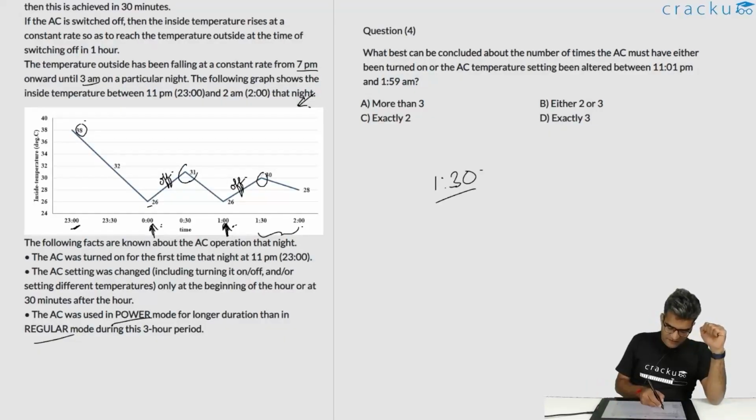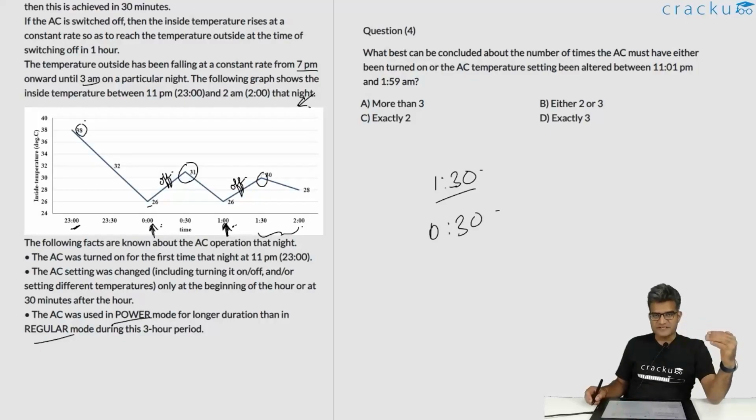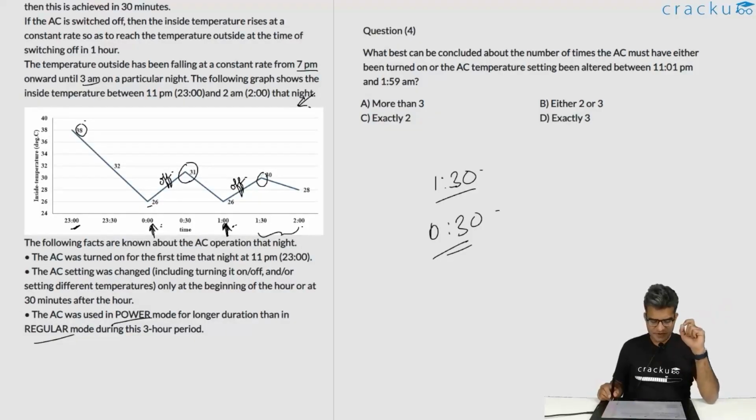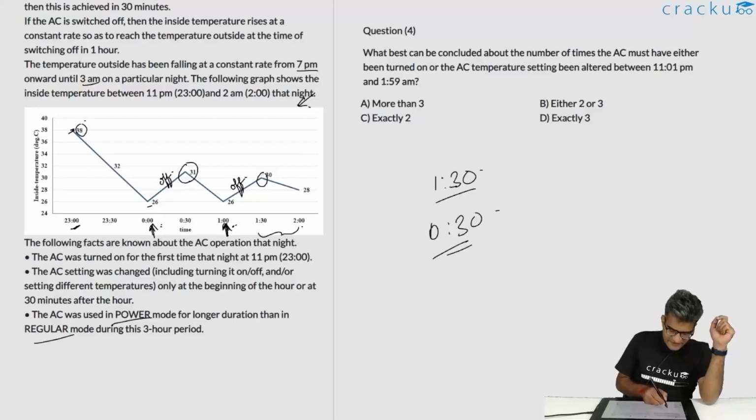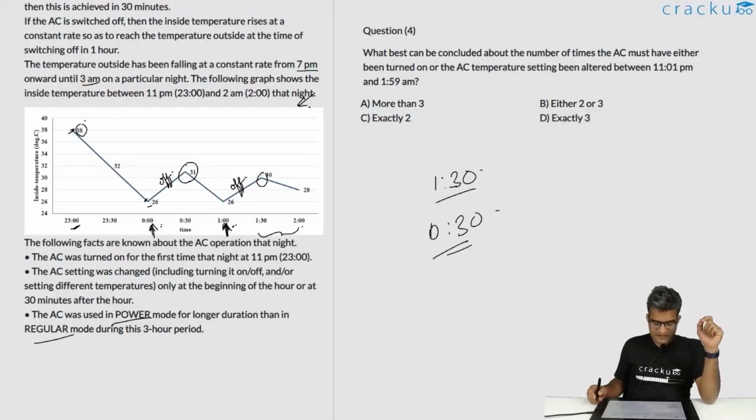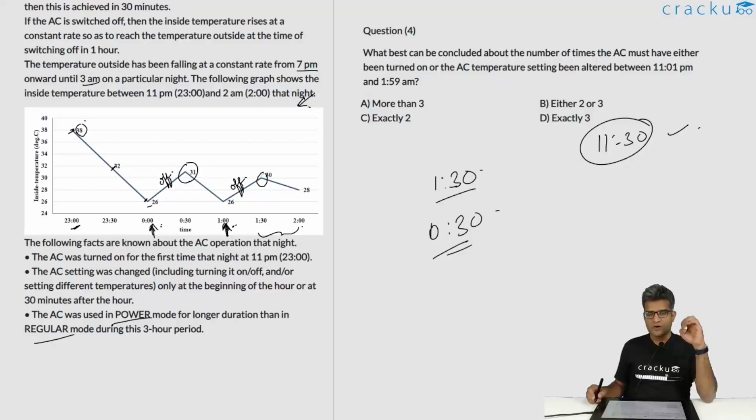Similarly, the AC was switched on at 12:30 because the temperature started going down. Within half an hour 5 degrees was decreased. This is definitely due to the AC because outside temperature is only decreasing at 2 degrees per hour. So these two times the AC was switched on. But what about the time between 11:01 and 12 o'clock? Essentially, what happened at 11:30? At 11:30 p.m. was the AC switched on or was the setting changed? That is something that we have to look at.